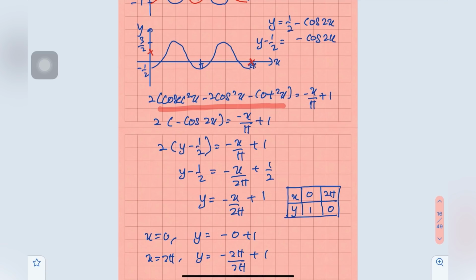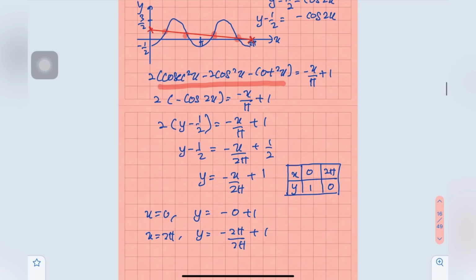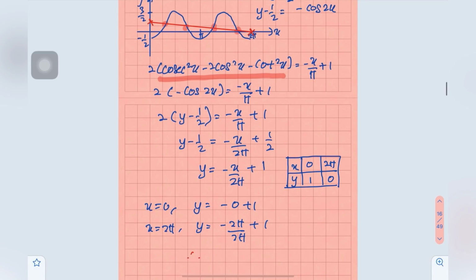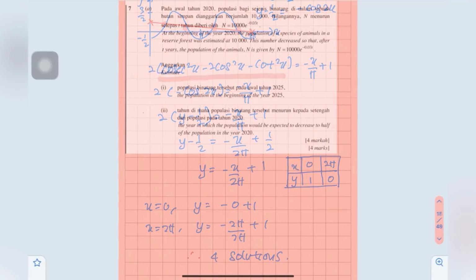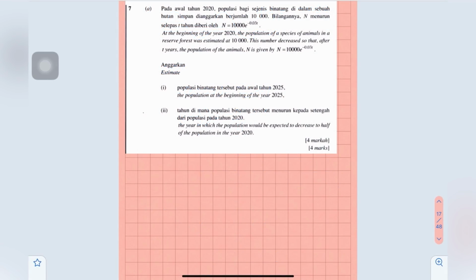Okay, so kita joinkan these 2 point guna pembaris. Kita carilah number of solution is number of intersection. So 1, 2, 3, 4. So therefore 4 solutions.